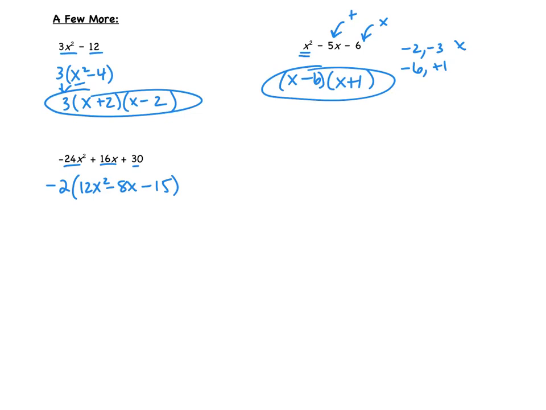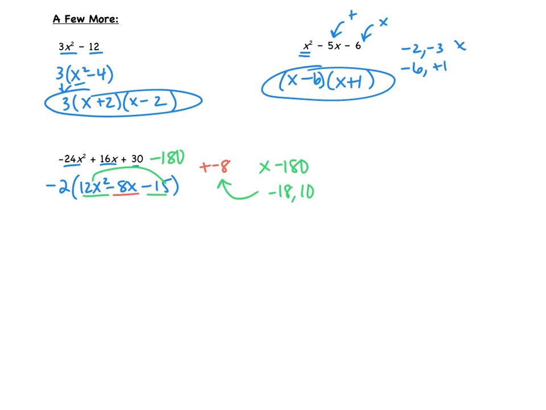Now that 12 out in front tells us that we need to split the middle. So here's what we're looking for. We are looking for two numbers that add to -8, but multiply to -180. Not 15. So add to -8, multiply to -180. Okay, there's a lot of numbers you're going to have to go through. But maybe you saw this right away. I know that 18 times 10 is 180. And if I make that 18 negative, those two numbers will add to -8.